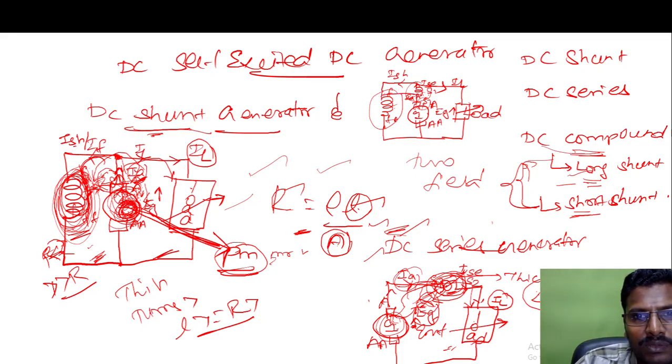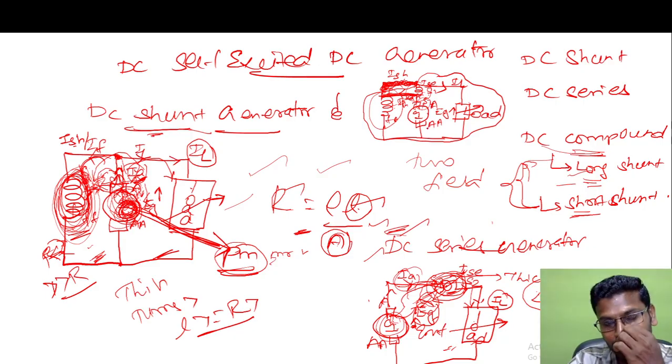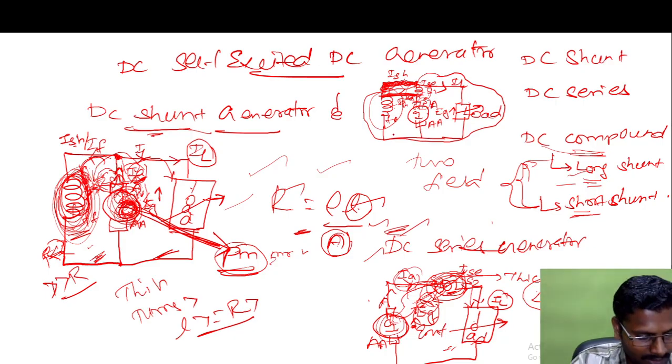Whereas for the short shunt, this corresponding field winding terminal will be connected here. Let us assume that there is no terminal here. Now this is the ISH current. This is the setup or circuit diagram for the short shunt DC compound generator. So I think the topic which we have seen today is clear.